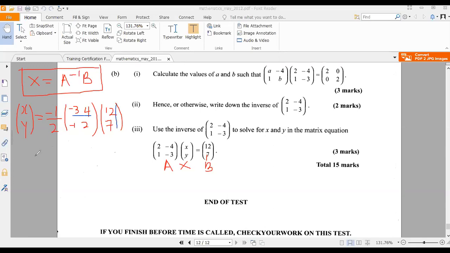So we are going to get what? -1/2, 14. Open brackets. So we are going to get what? -3 times 12, plus 4 times what? 7. Okay. Then the other one will be what? -1 times 12 plus 2 times 7.